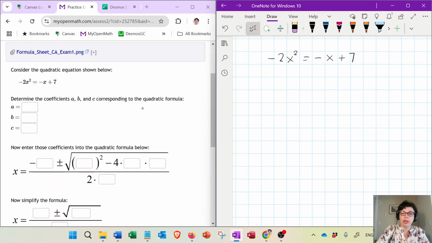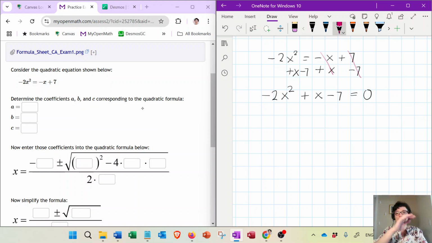In order to do that, I'm going to add x to both sides. These terms cannot be combined. They're not like terms. So I get negative 2x squared plus x. That is going to get rid of it here. And then I'm also going to subtract 7 from both sides so that I can move it to the other side. So this is just going to be minus 7. And then on the right-hand side, again, I will just get 0. So I moved everything from the right to the left by basically switching signs.